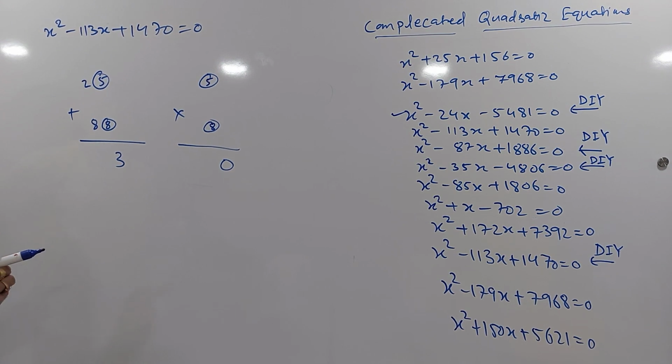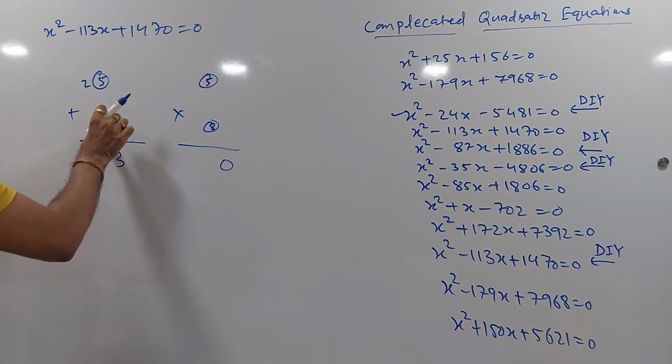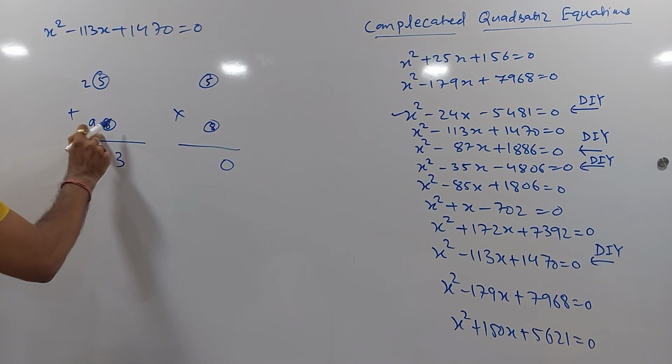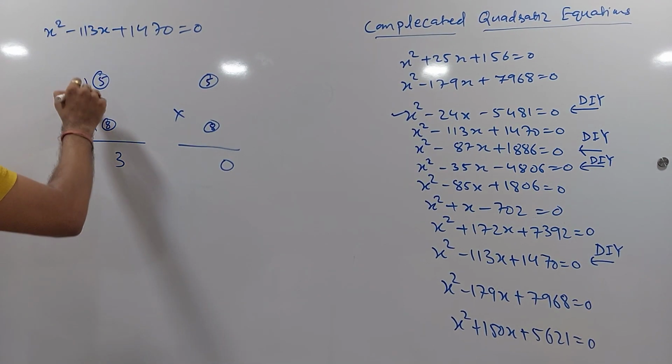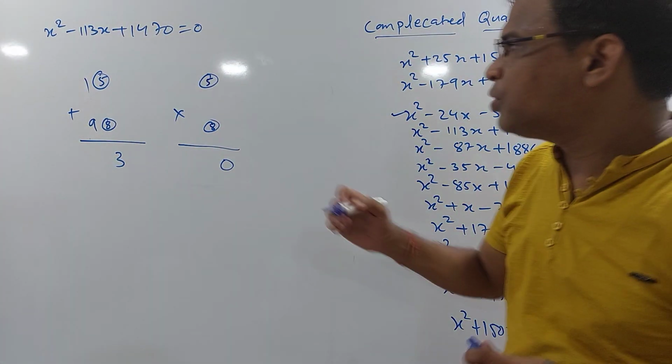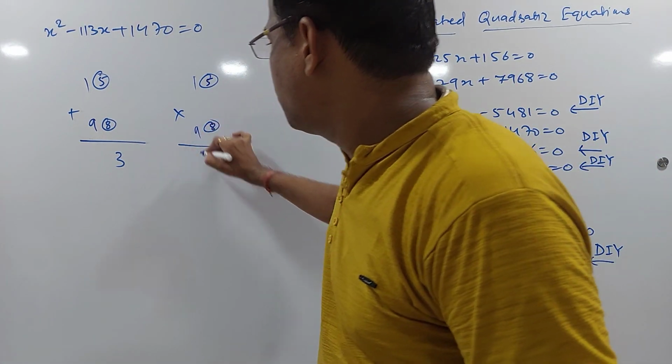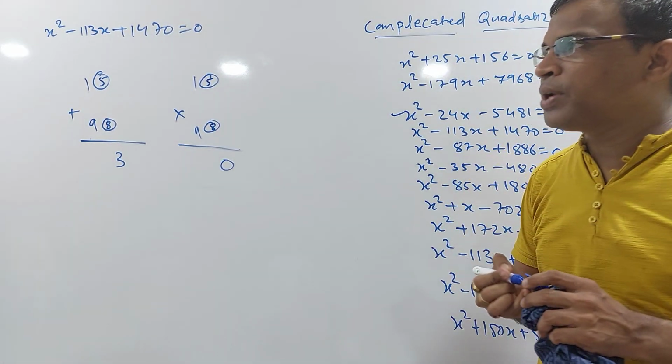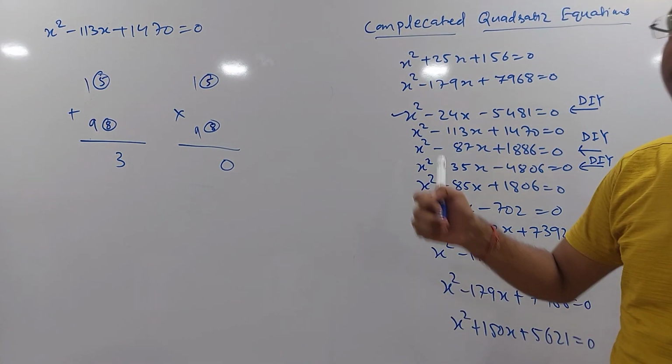So can I have 98? And it could be 15 then, and that's it. Why am I damn sure about this? I am damn sure about this because, see, your number crunching should be strong in order to crack such kind of questions.